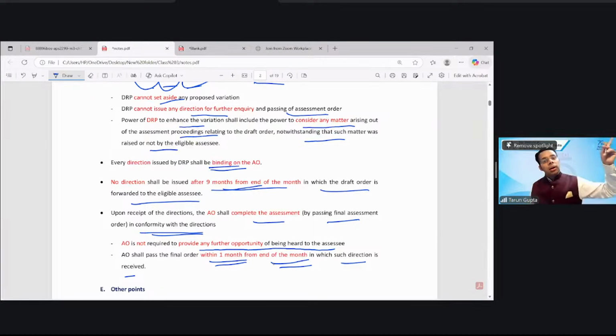Earlier, when assessee does not choose for the DRP route, there also he has a time of 1 month from the end of the month. And here also, if he is passing the final assessment order in pursuance to the DRP direction, in conformity with the DRP direction, then again he has a time limit of 1 month.